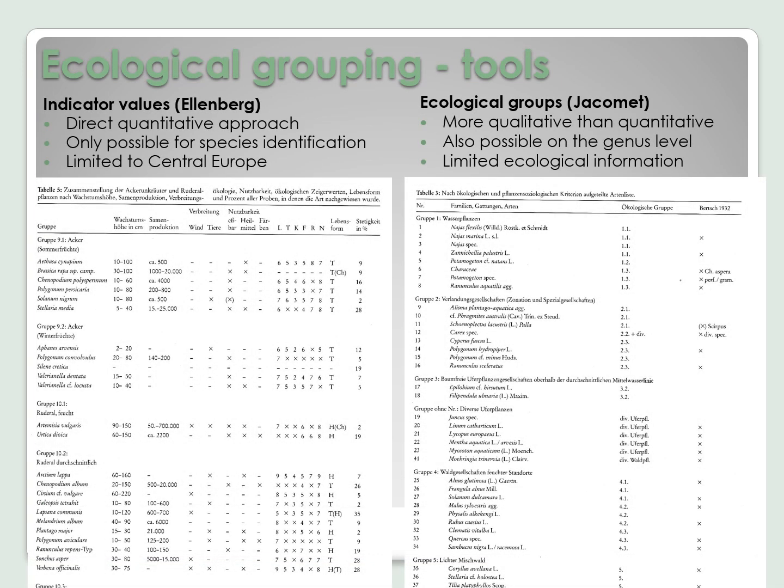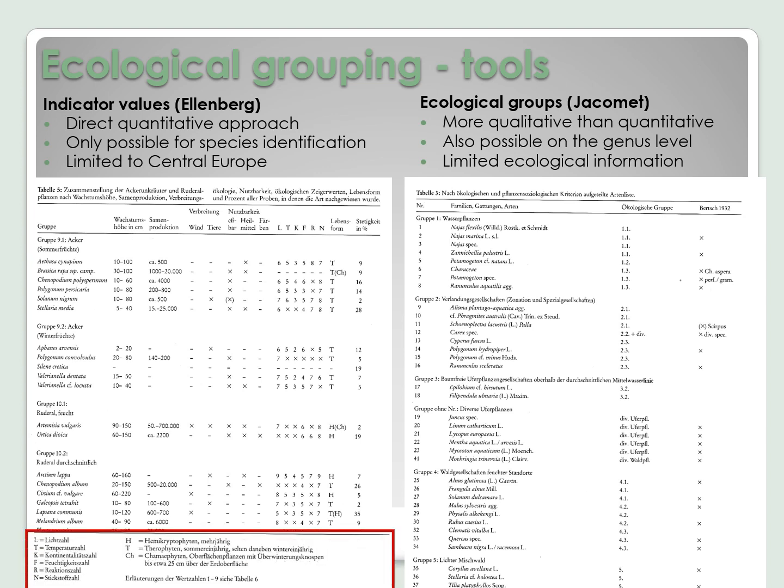There are different approaches to categorize archaeobotanical data. The indicator values by Ellenberg have been occasionally used by archaeobotanists, but they are very specific and have been developed for the Central European flora. The method uses several ecological characteristics for each species. Each of the ecological factors is arranged into values between 1 to 9. Using indicator values allows a direct quantitative approach, but is also restricted to records which have been previously identified to the species level.